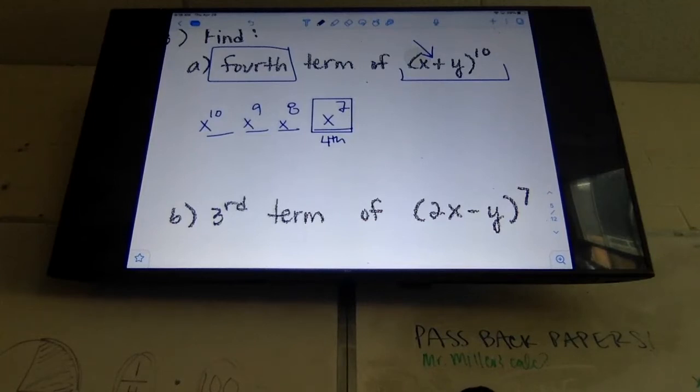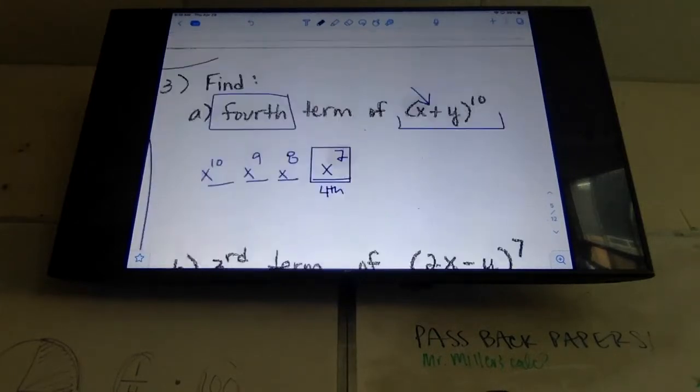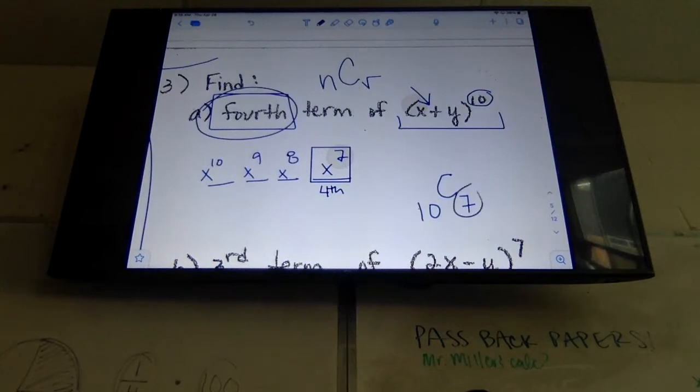I use that exponent to help me figure out what the coefficient of this term is going to be. Remember that we're doing nCr here because we're choosing a number. 10 goes for my n. I use C because it doesn't matter the order. And then r is my exponent of the x in the 4th spot. You might think we want r to be 4, but it's not 4. Instead, it's 7. It's whatever the exponent of the x in the 4th spot is.